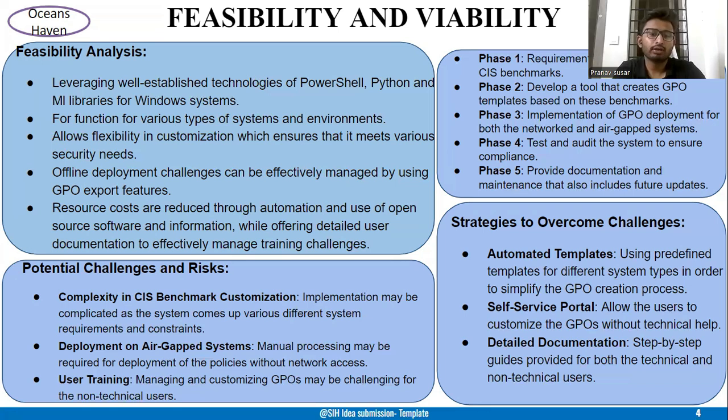Then after that, we are coming to the potential challenges and risks that might come in our solution. One of the challenges we may encounter is the complexity involved in customizing GPOs according to CIS benchmark. Different organizations may have varying security requirements, making implementation more complex. And another potential risk is deploying GPOs in air gap systems. These systems, which are not connected to the internet, may require manual intervention during deployment.